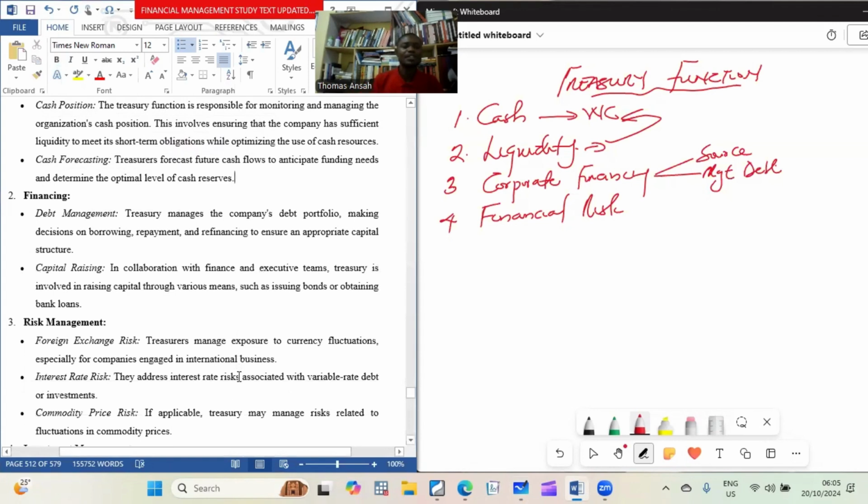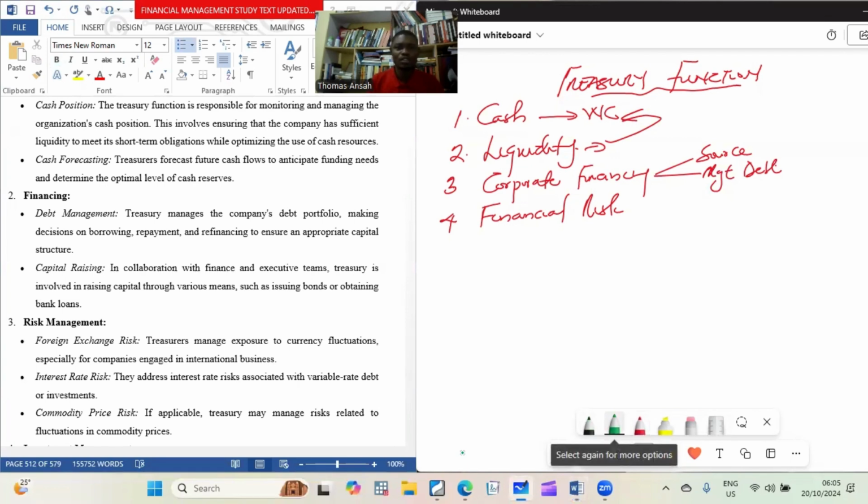Then we have financing. Of course, we've dealt with financing. You have to find out how we can raise capital, sources of funds, and also manage the debt portfolios that you have. If you use debt to source all these funds, you need to manage the debt portfolio. Now, again, financial risk, and that is what this whole session of the videos will be about: how to manage what we call the foreign exchange rate. So when the exchange rates are going up and down, what do you do as a firm to position yourself so that you will not be affected that much? Not only that, interest rates.